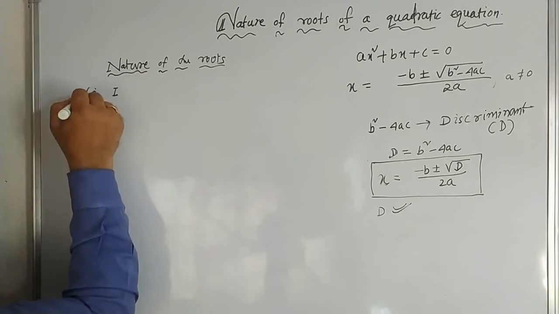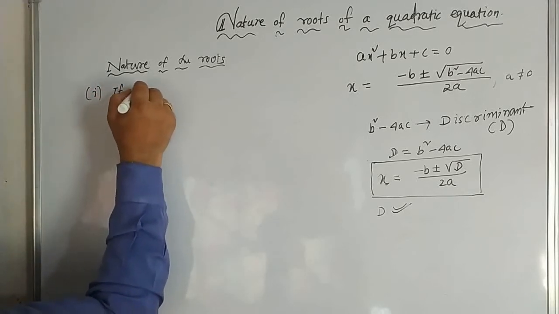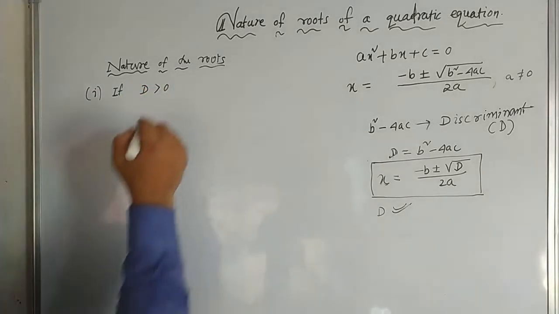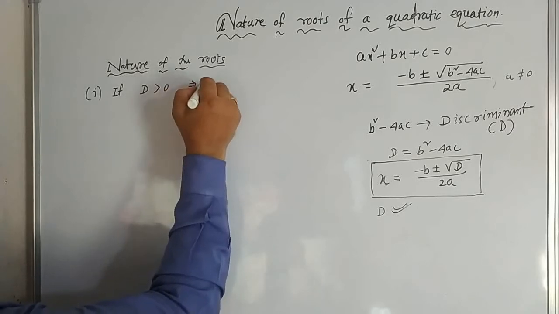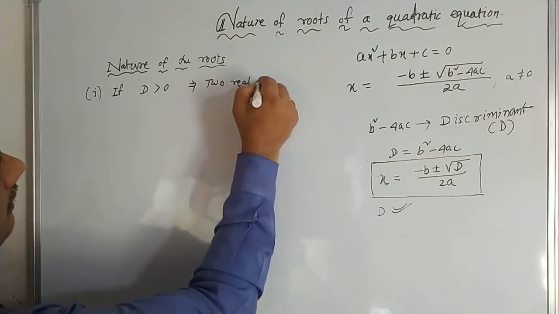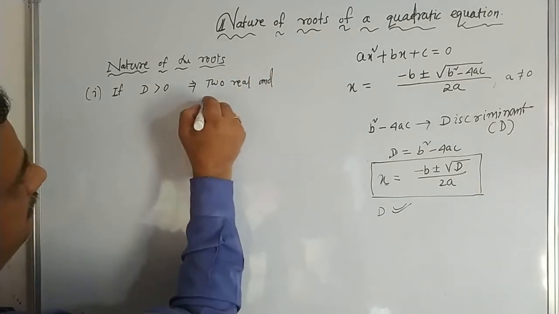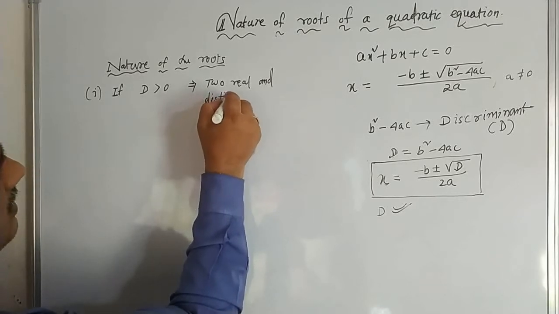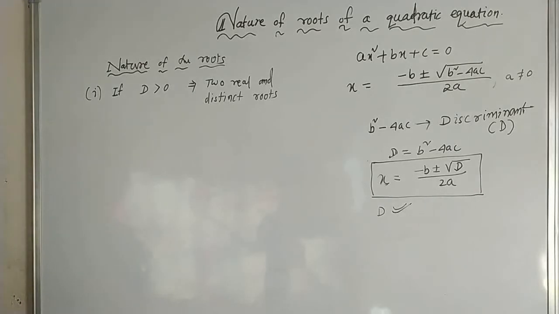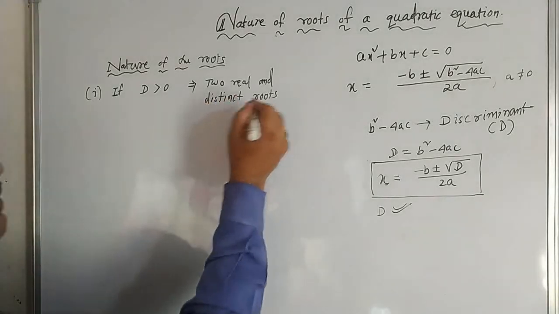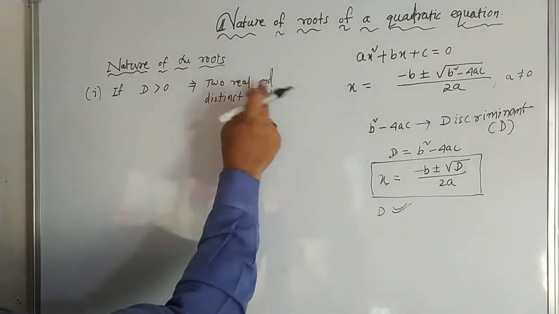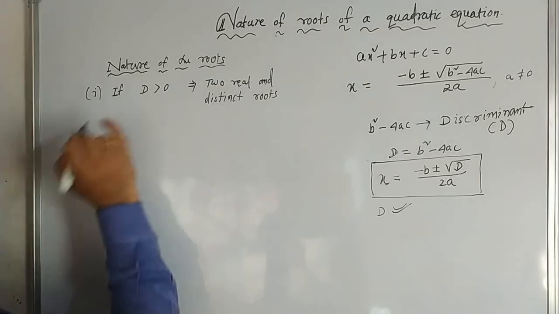First, if D is greater than 0, you will get two real and distinct roots. Distinct means unequal roots, two unequal roots or two unique roots. Real and distinct roots.